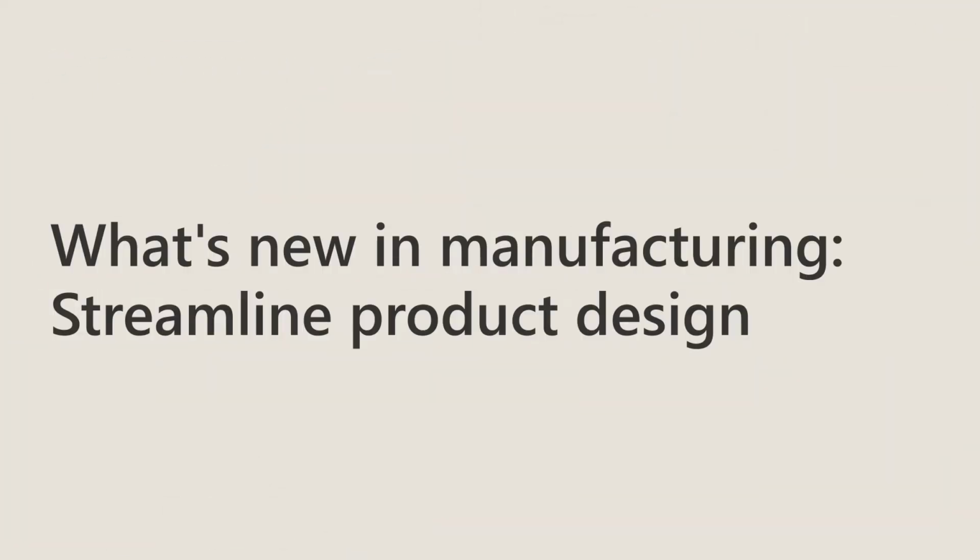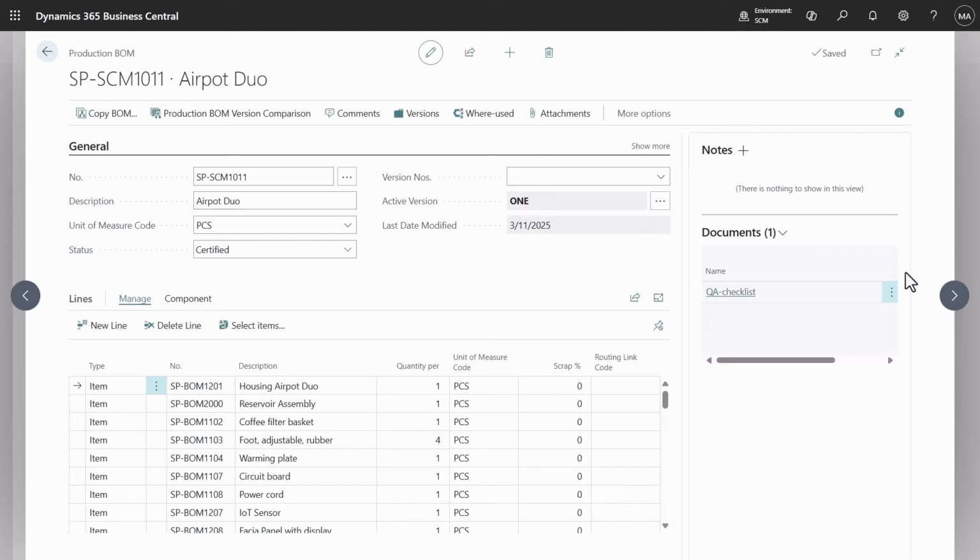Production bill of material is a key component in manufacturing. In this release, we enhanced usability to make sure that it's easier for you to maintain the list of components needed to produce a product. But it's easier to see in the demo. Let's start with the production bill of material.